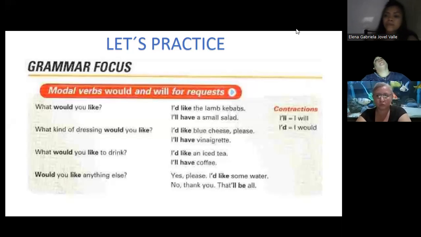Y tenemos would. We have would as the main auxiliary verb. We will use would for different circumstances. Some students have asked me about what's the meaning about would. Si me preguntan en este momento, teacher, ¿qué significa la palabra would? ¿Qué le dirían ustedes?